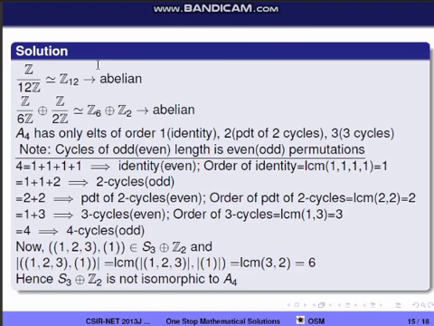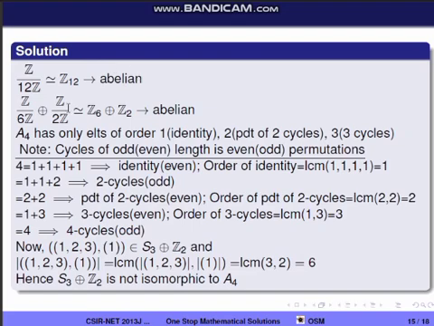So the first option is Z/12Z. We know Z/nZ is isomorphic to Zn. So Z/12Z is isomorphic to Z12. We know Zn is always abelian. So Z12 is abelian. So the given group cannot be isomorphic to this group because the given group is non-abelian and this group is abelian.